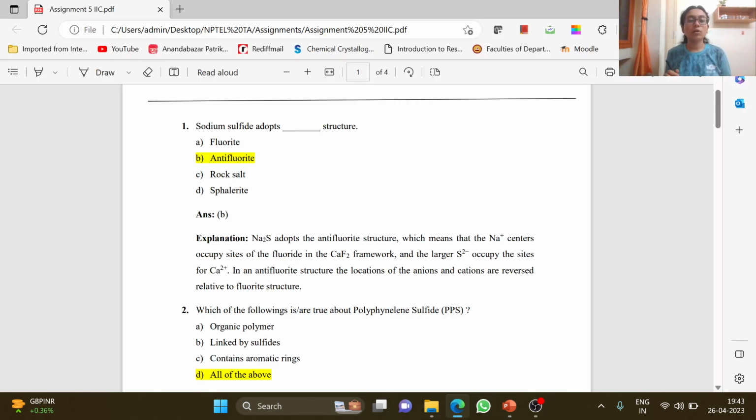First question is about sodium sulfide. Which kind of structure does sodium sulfide adopt? That is actually the antifluorite structure. If we see the antifluorite structure, it is just the reverse of the fluorite structure, meaning calcium fluoride. Whatever lattice occupation is observed in calcium fluoride, it will be just the reverse in case of sodium sulfide. So I will show you the structure.